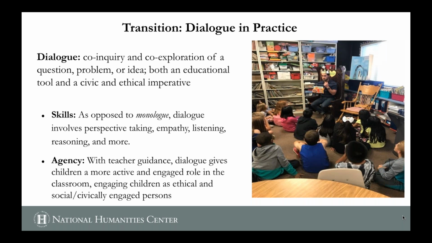But also, in addition to the skills, right, there's this notion of the civic and ethical imperative, so agency. And this is where I think Freire is really key, but so is Dewey. With teacher guidance, dialogue gives children a much more active and engaged role in the classroom. So there's a respect that's happening here. It's choosing to engage children as ethical and social, civically engaged persons. All right, so we're giving them a stake in the problem of the classroom or the problem of the school or of society, right? We're asking them to think about it, for them to help us think about it too. And I think that move in our pedagogy alone can be really, really empowering and important for children.